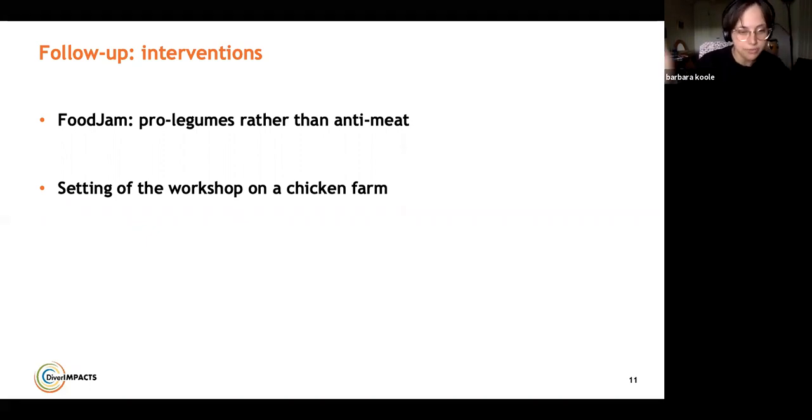And the third workshop, so this was the second workshop, and then the third workshop a few months later, still within the first year of the project.